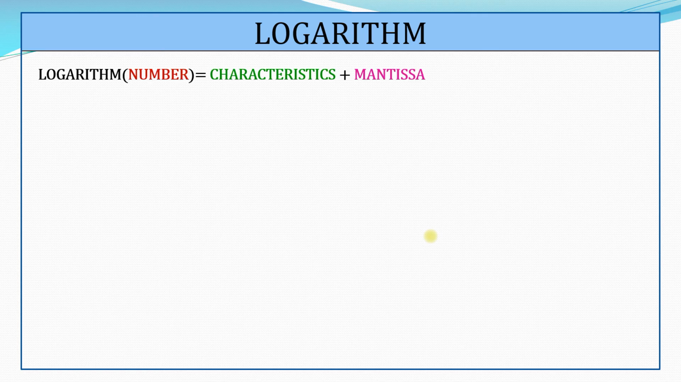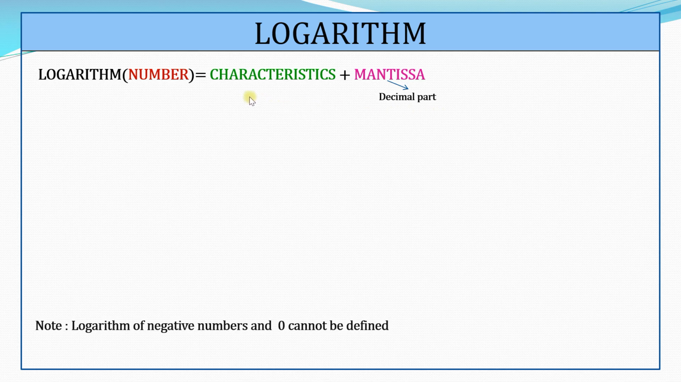To begin with, logarithm of a number is the sum of two things, that is characteristic plus mantissa. Remember, mantissa is the decimal part. And before I start discussing characteristic and mantissa, a very important note: logarithm of negative numbers and 0 cannot be defined. Guys, I'm not going to discuss anything basic related to this because this video is only about finding logarithm and anti-logarithm. Now let's see how to find the characteristics.